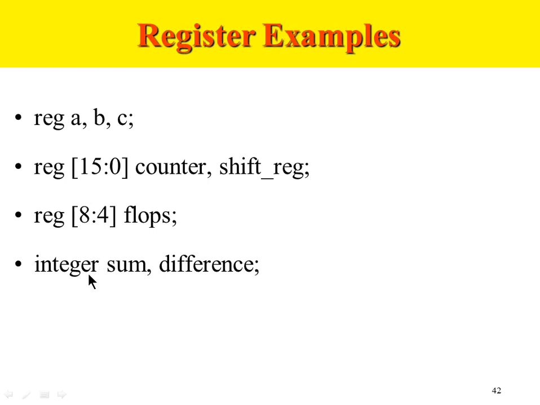Then you can have an integer. Integer, as we have seen, is internally a register of 32 bits. So we can say integer sum, difference. Sum and difference are each a signal of the data type integer. They can hold integer values.